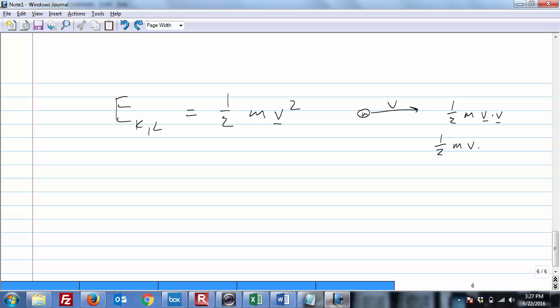I'll just say v squared cosine of theta. Now, where's theta? Theta is the angle between v and itself, and it's 0. So it's 1/2 mv squared times 1 equals 1/2 mv squared. Right. So because we know that velocity is a vector, but in this case it kind of doesn't matter.